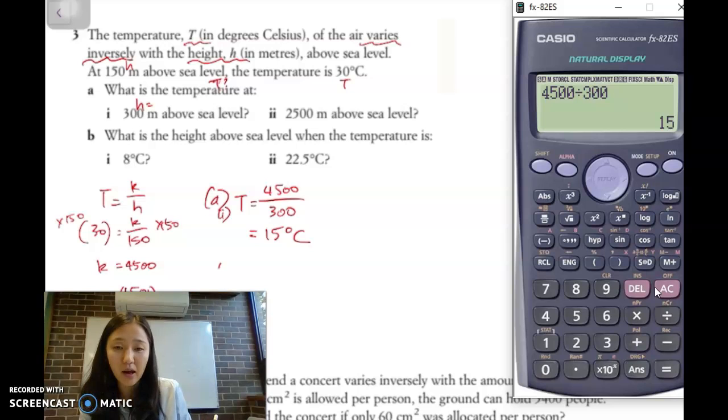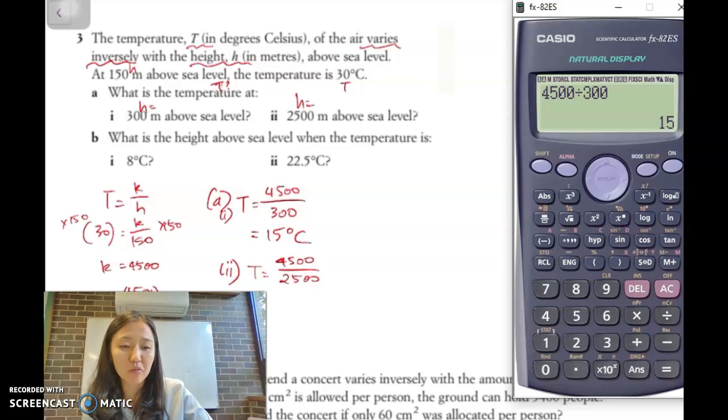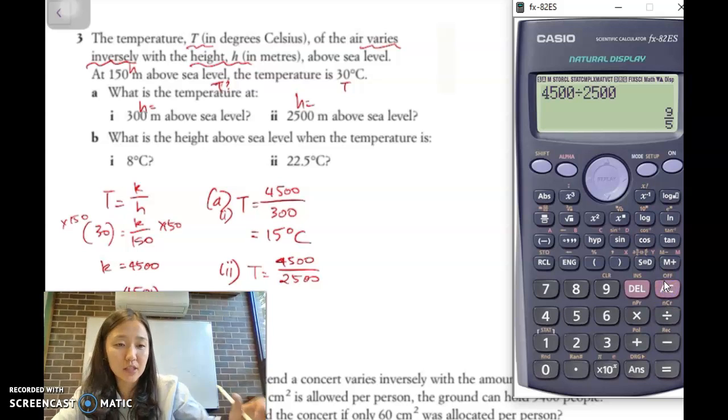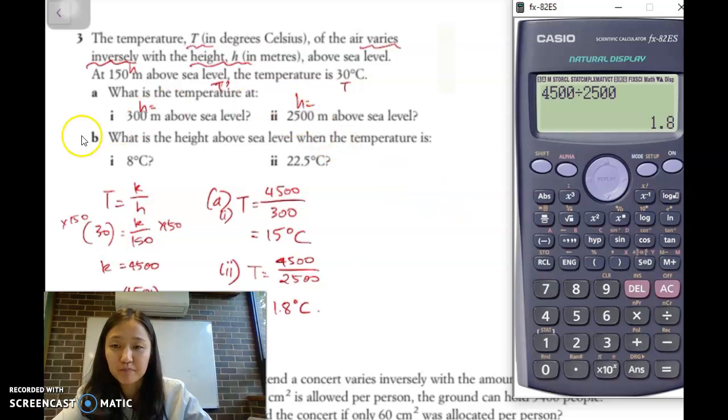So that was part I. Part II, we have H now being 2,500. So that's the number that I'll be substituting into my equation. So T is equal to 4,500 over 2,500. That will obviously give me a different number. 4,500 divided by 2,500 is 1.8 degrees Celsius.